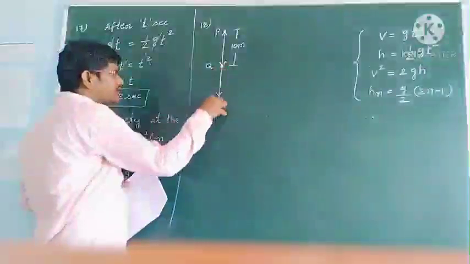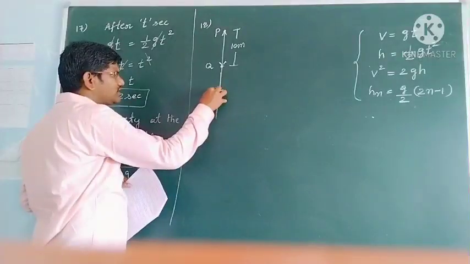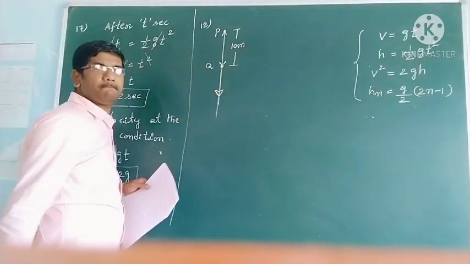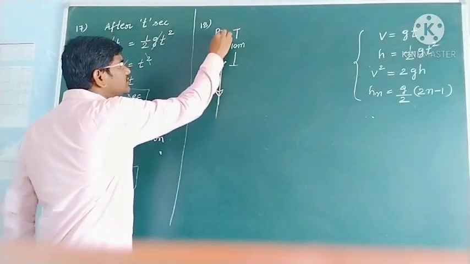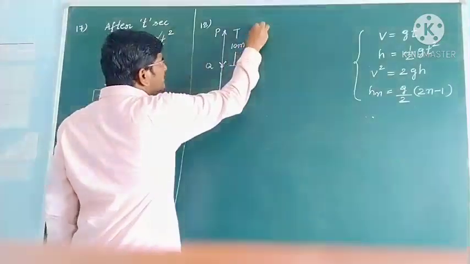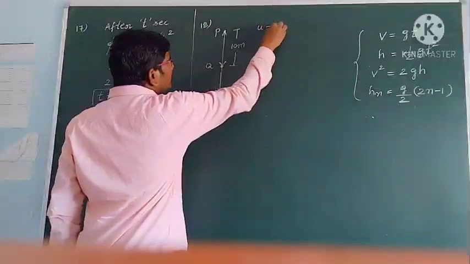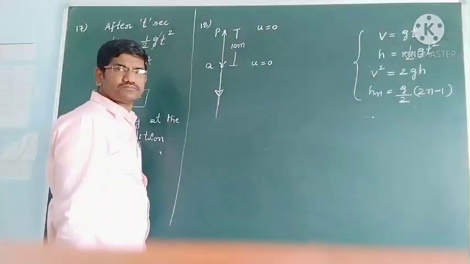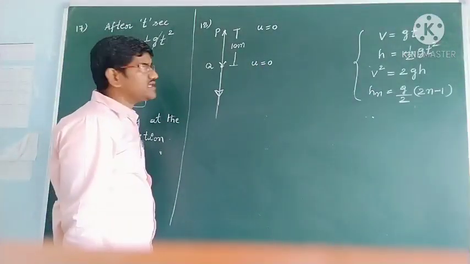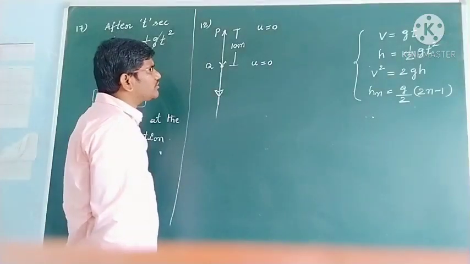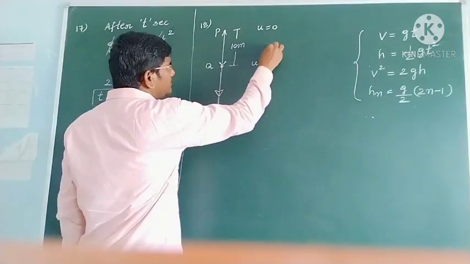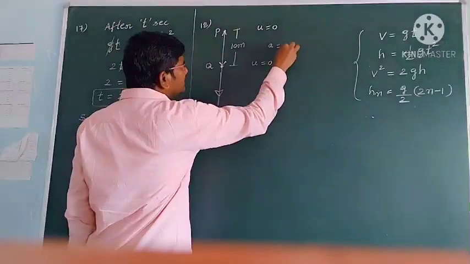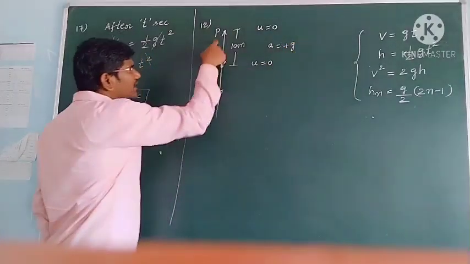Okay students, at any instant of time the distance of separation will remain the same, because for P the initial velocity is equal to 0 and for Q also the initial velocity is equal to 0. For both the objects a is equal to plus g only. Both will have the same acceleration.